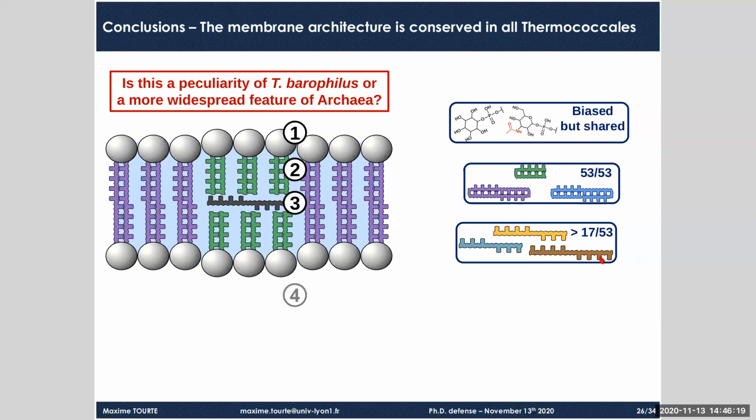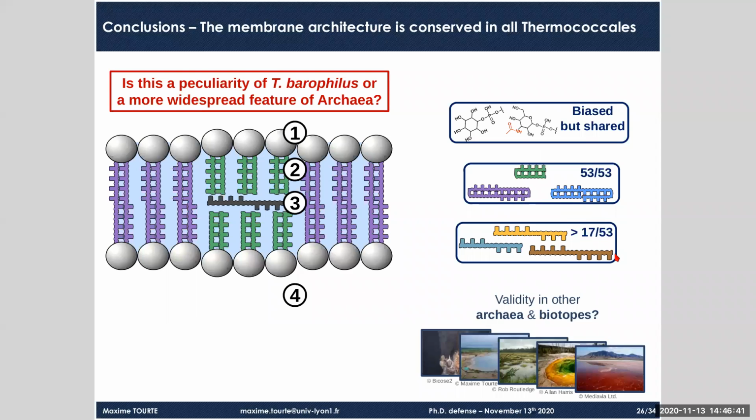So altogether, this suggests that the membrane organization that we have proposed for Thermococcus barophilus could be valid in other Thermococcales, if not all of them. So if it's present in all of these strains, it also suggests that maybe it could be present outside Thermococcales. So this is what we will look at right now.